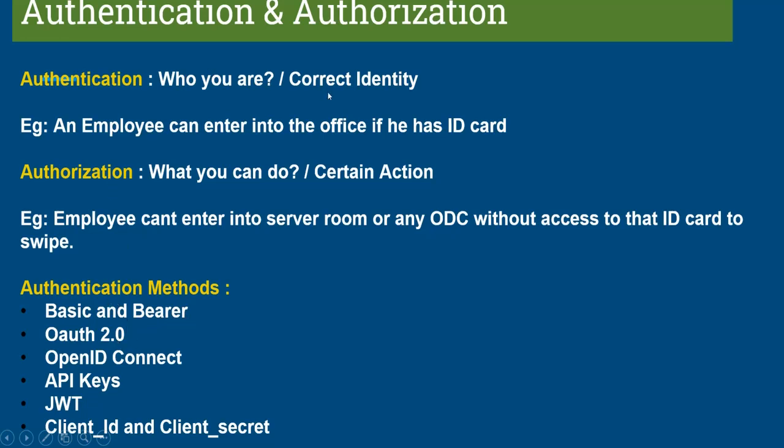Authentication means if you want to identify the identity of the client, the identity of the request, you need to apply any of these methods to authenticate that resource. So we have different methods: client ID, client secret, basic, bearer, OpenID Connect, API keys, JWT token, like that. I just wanted to list down all the different methods available, but we will use most of the authentication methods in our project while implementing a couple of REST APIs, so that you will get a better understanding.